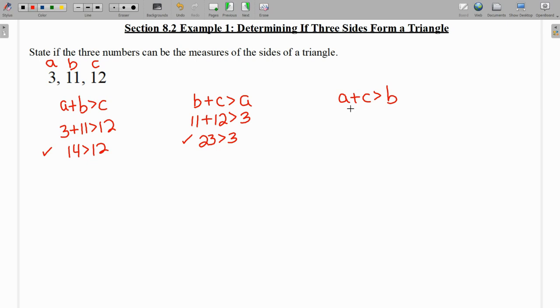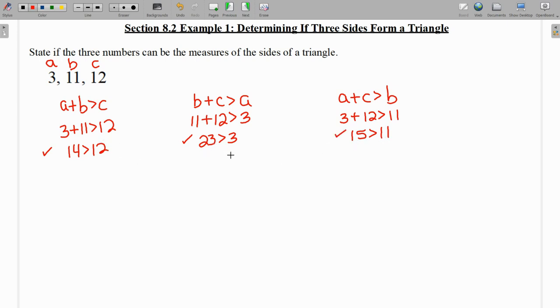In my third criteria, I have the sum of A and C should be greater than B. So A is 3 plus C, which is 12, and the sum of those two numbers should be greater than 11. So 3 plus 12, that's going to give me 15 greater than 11. And indeed, 15 is greater than 11, so that one checks out.